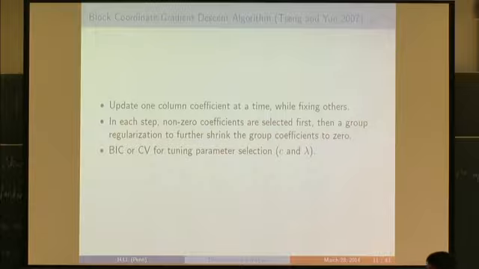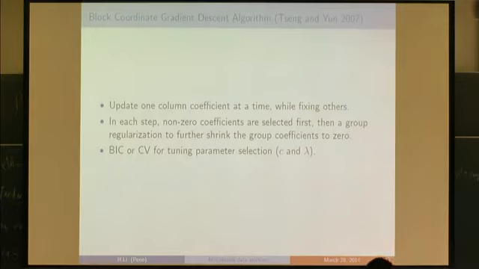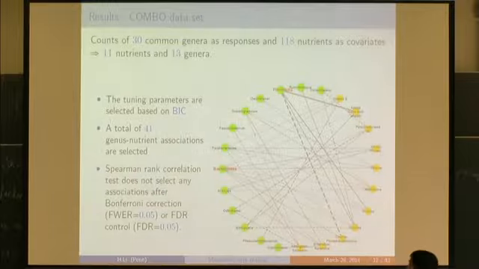You can fit the model, and in this model there are two key tuning parameters we have to tune. One is lambda, the other is C. Lambda determines how sparse the model is. Usually people use BIC or cross-validation to choose the tuning parameters. So this is what we got.